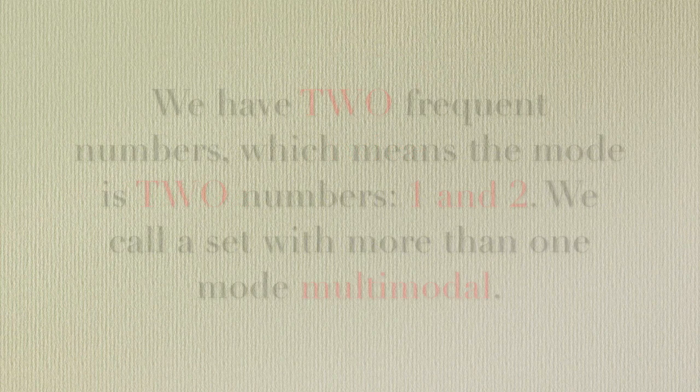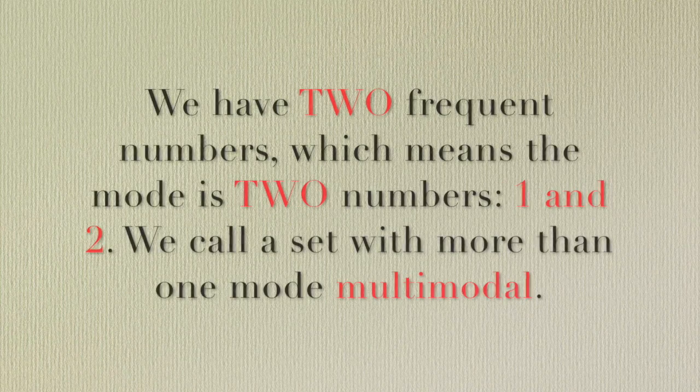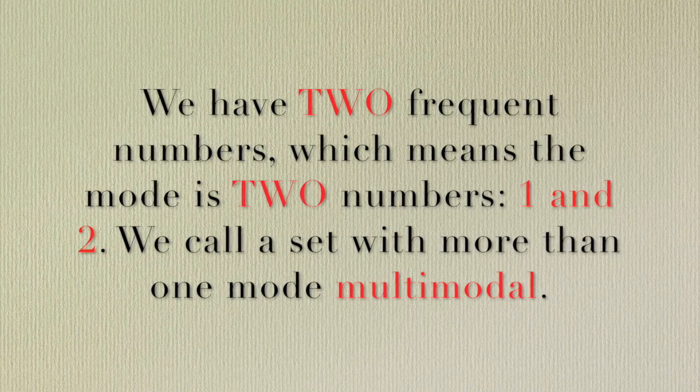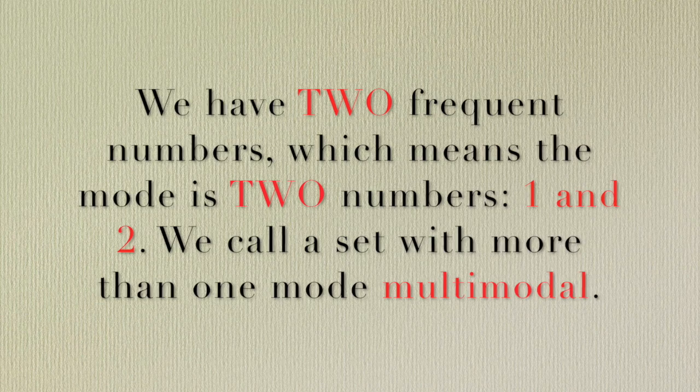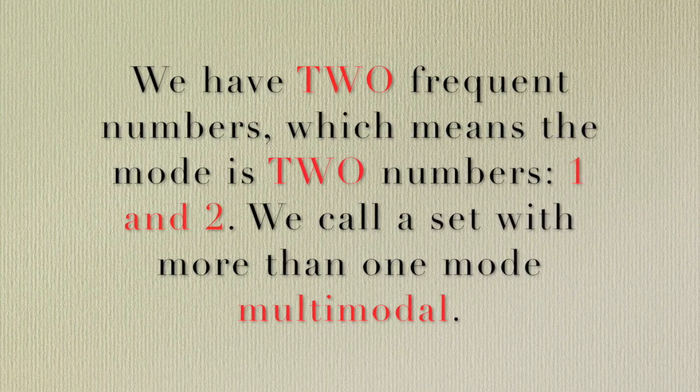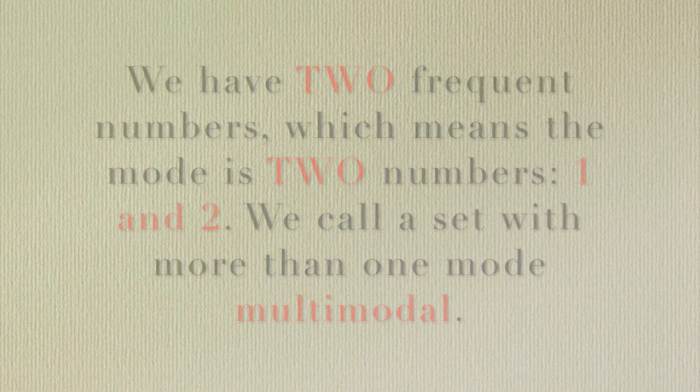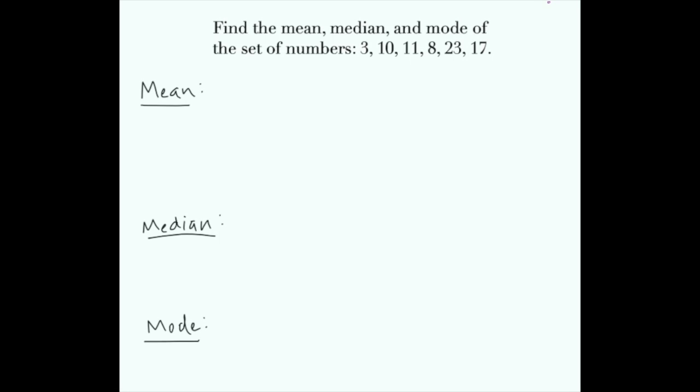In this case, we have 2 frequent numbers, which means the mode of the set is actually comprised of 2 numbers, 1 and 2. We call a set with more than one mode multimodal. Cool! Now, let's take a look at the following example.